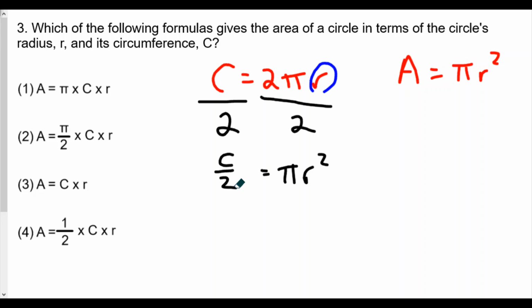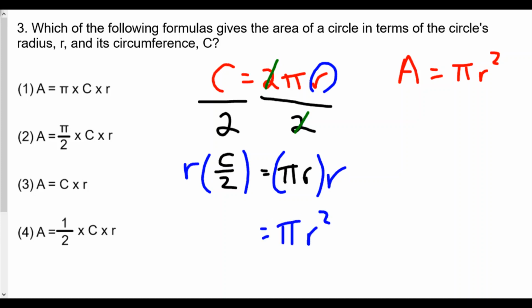Okay, so now in this case, oh, sorry, we don't have pi r squared. We just have pi r. In this case, we're going to multiply both sides by r, because again, we want pi r squared. We divide both sides by 2, so 2 is divided by pi r on the right side, and then we have the circumference over 2. Now what we want to do is multiply both sides of the equation by r. And so therefore, we're going to get pi r squared, which is our area formula.